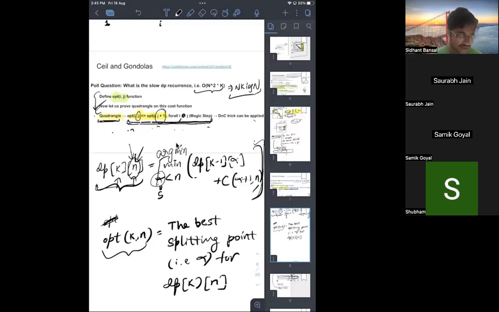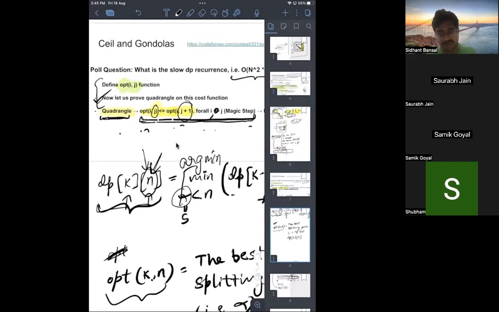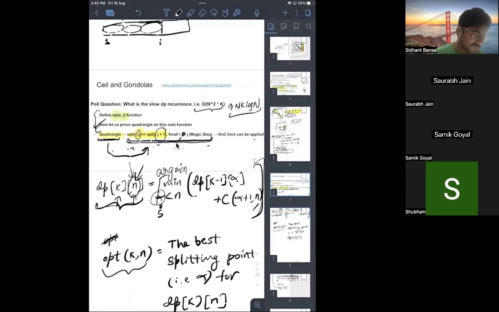I mean, you guys can try it out, but I won't expect that you'll get the proof in say 20 minutes or something. It is relatively complicated. I've gone through it once, how quadrangle provides us enough support to prove this. But it does hold true. Irrespective of the question, if your cost function of that question satisfies quadrangle, you get this for free, that opt_{i,j} is monotonic.